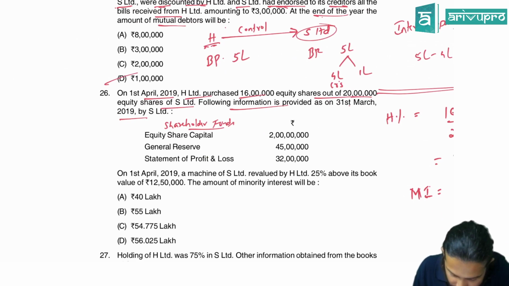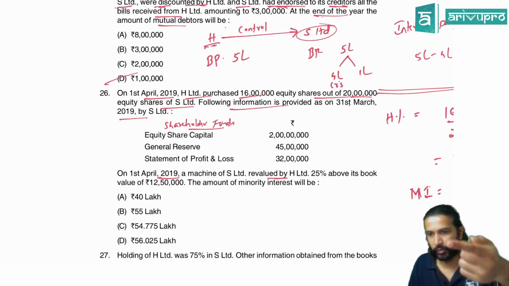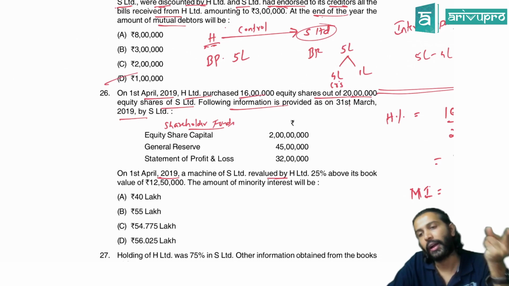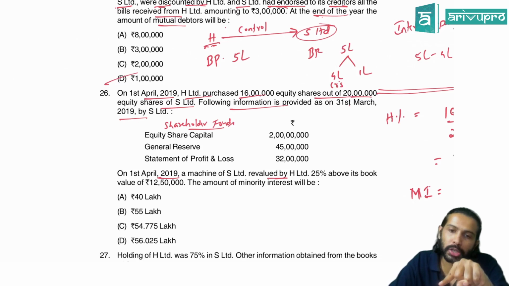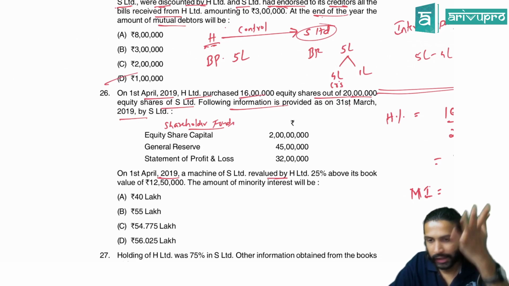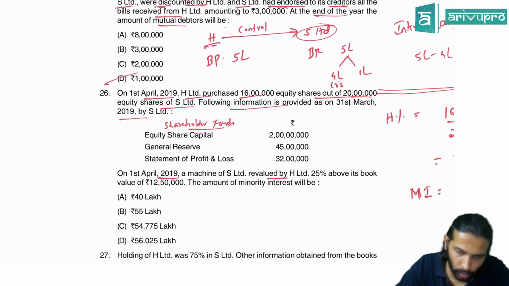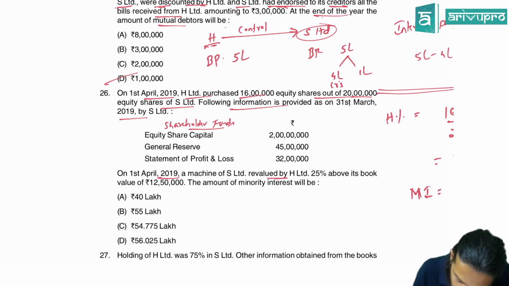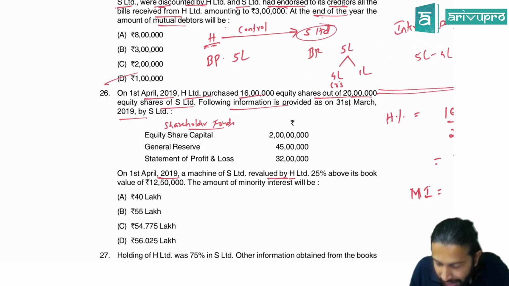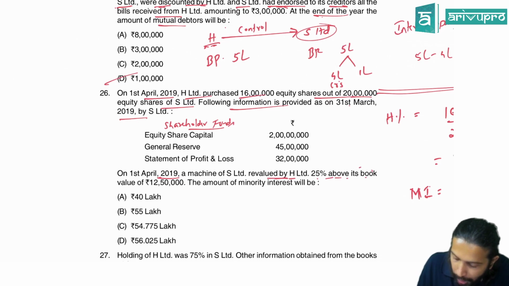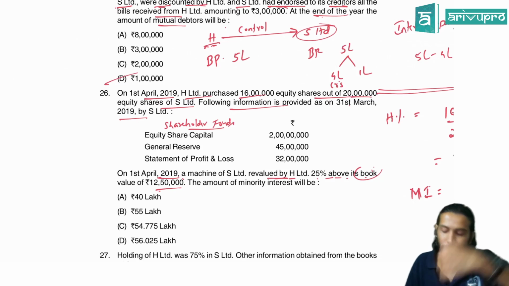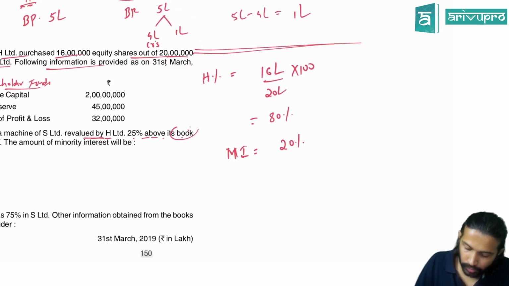Okay. Along with this, on 1st April 2019, a machinery of S Limited, meaning the subsidiary company's one machinery, has been revalued. We have learnt as per accounting standard 10, companies can either follow the cost model, or if they want, they can go for the revaluation model. It is permitted as per accounting standard 10. So S Limited is going for the revaluation model, and they revalued it about 25% above the book value of 12,50,000. Book value is 12,50,000, guys. Okay. So we are doing a revaluation.